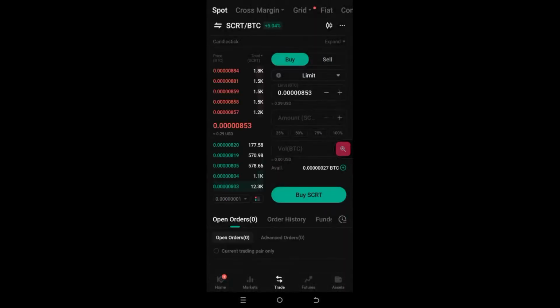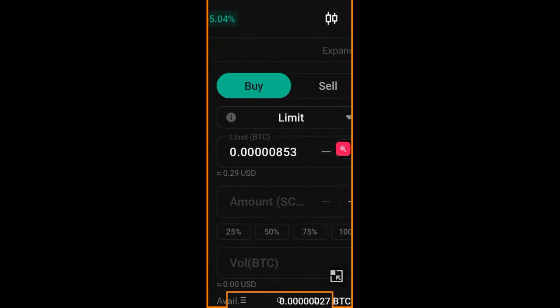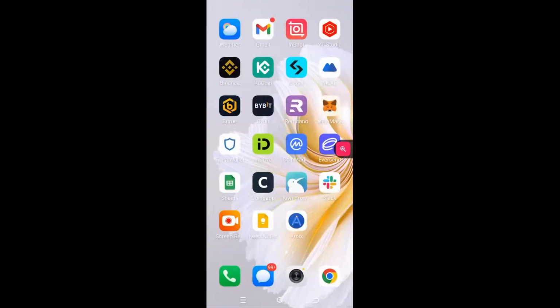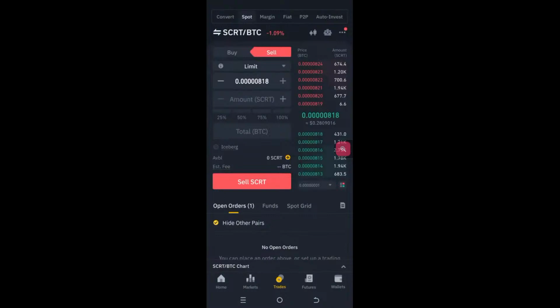So SCRT BTC. We're going to first of all check. Now look at it. Look at the price we have here. 0.0005853. Look at the price. 853. Let's go check. You can see it here. It's 818. So that means there's actually a big gap, right? So first of all, we don't even have BTC. So we have to buy BTC.